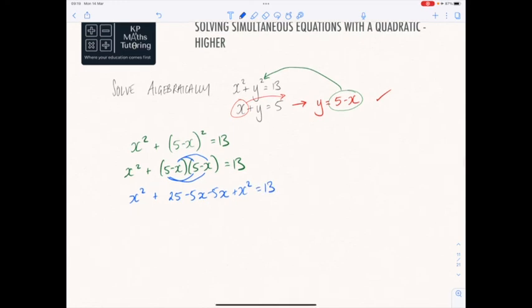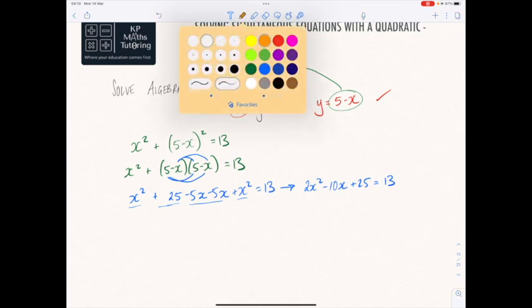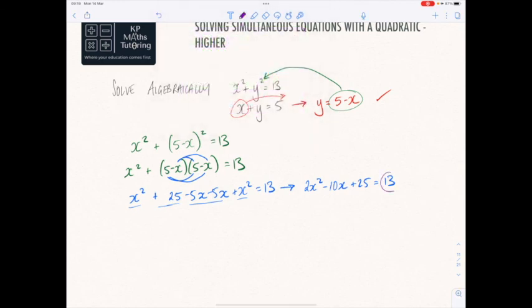So from here, what I now need to do is tidy this up. So I've got an x squared and x squared, which gives me 2x squared. And then I've got minus 5x, minus 5x, which is minus 10x, plus 25 is equal to 13. Now, if you think back to solving quadratics, what do I need to do? Well, hopefully you remember that it must equal 0. So this plus 13 has to go over the other side, and it becomes a minus 13. So I end up with 2x squared minus 10x plus 25 minus 13 is now equal to 0.